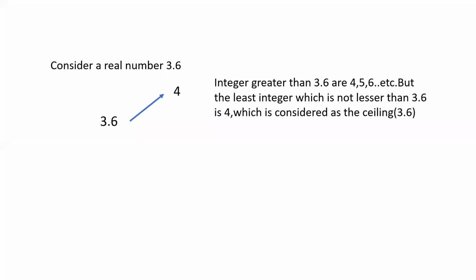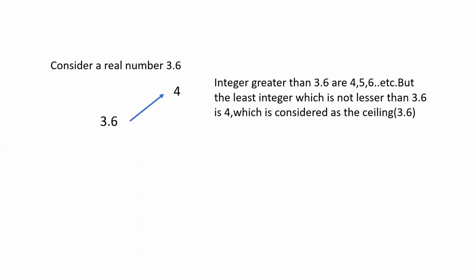Among these integers 4, 5, 6, which is the least integer? Least means the lesser number. You will tell 4 is the least among 4, 5, 6. Which is not lesser than 3.6; not lesser than means what? Which is greater than 3.6. That is the meaning, right?